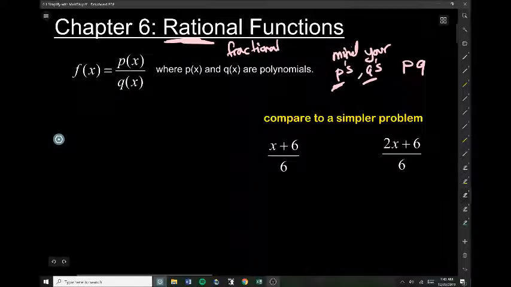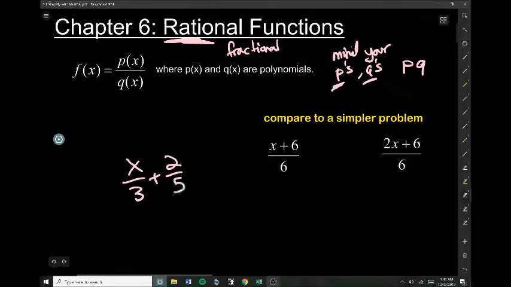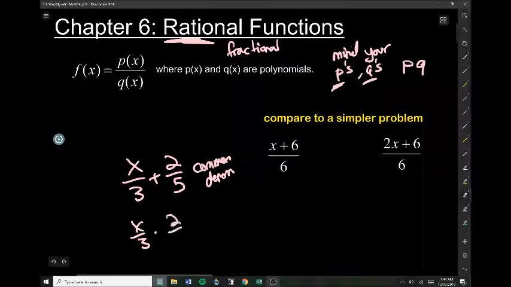Something you'll hear me say very frequently in this chapter and in this class is to compare it to a simpler problem. All we're dealing with is fractions, right? If you want to be able to add fractions, you need a common denominator. But if you want to multiply fractions, you can just multiply the fractions. So this would become 2x over 15, excuse me.